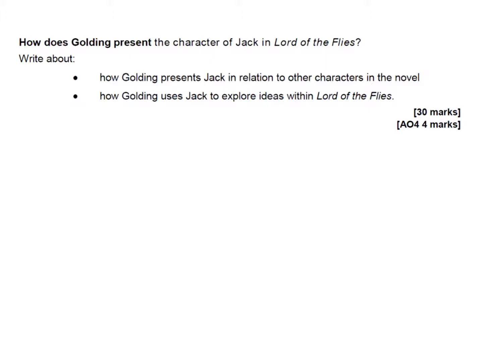So let's break the question down. The key word is how. They want to know technically how these ideas are put across. They're not asking you to describe the events. They want to know, as a writer, how does Golding get these ideas across?